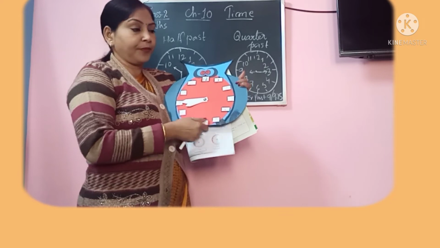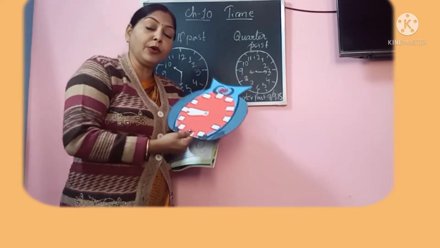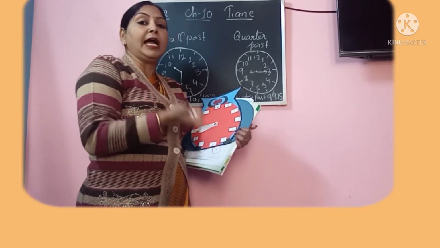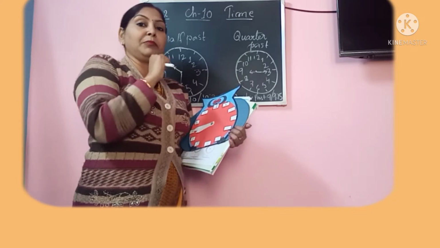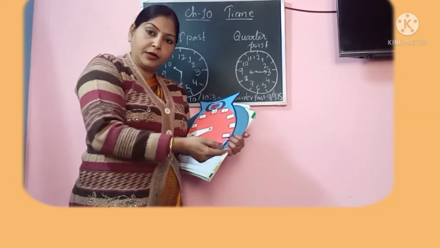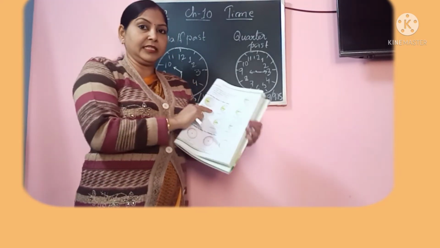I hope you are getting the difference between quarter to and quarter past. Quarter past means already 15 minutes have passed, and quarter to means still 15 minutes are left to be the next hour. So when you do this kind of exercise, then you will understand.